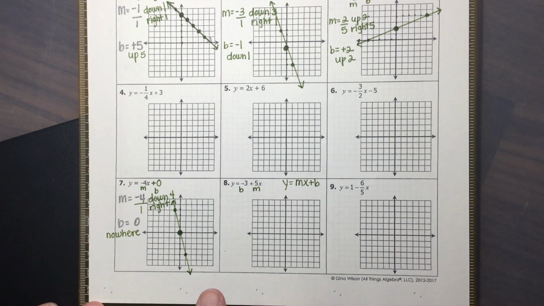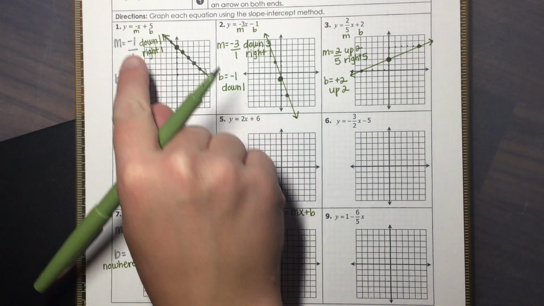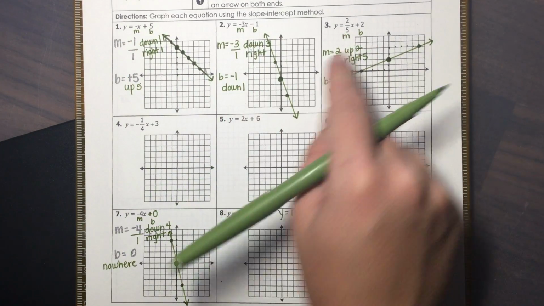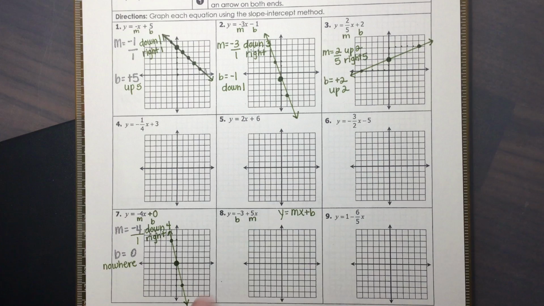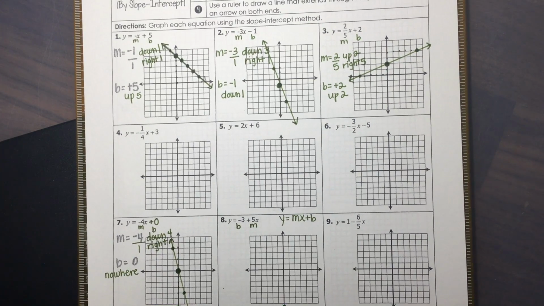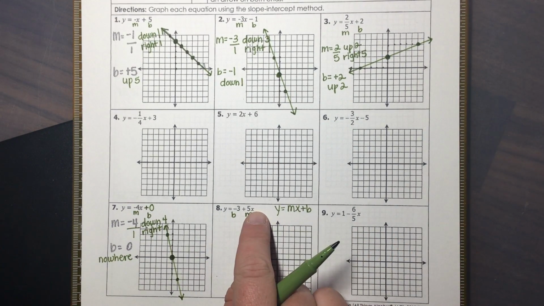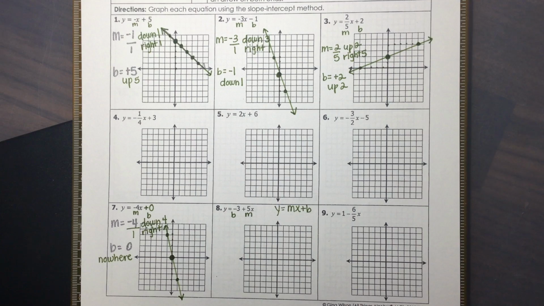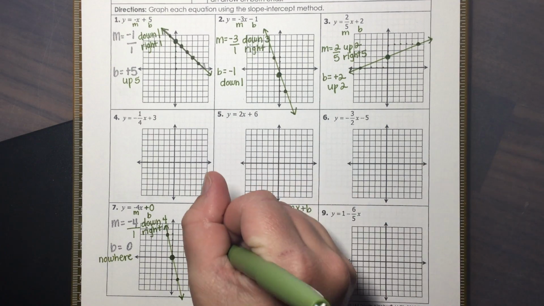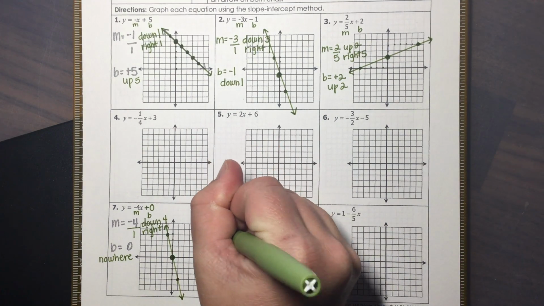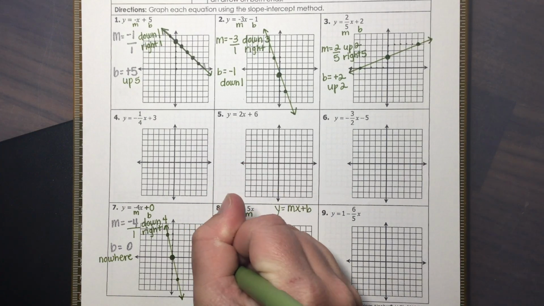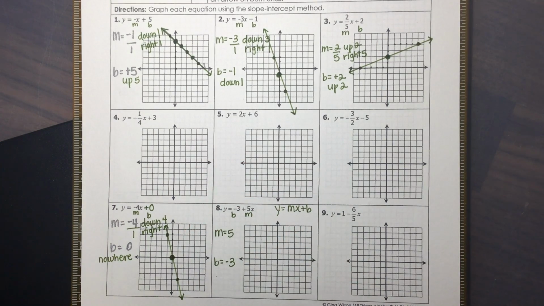Once again, that's goofy because if you look, all of my other examples went MB, MB, MB, MB. This one is switched, BM, just like number 9. Okay, so please be careful with that. Always be on the lookout. M is always attached to x, all right? So we'll go ahead and break this one down. M is equal to 5. B is equal to -3.